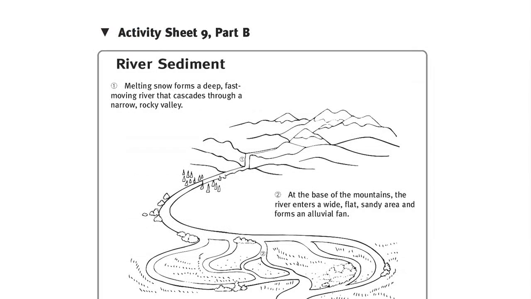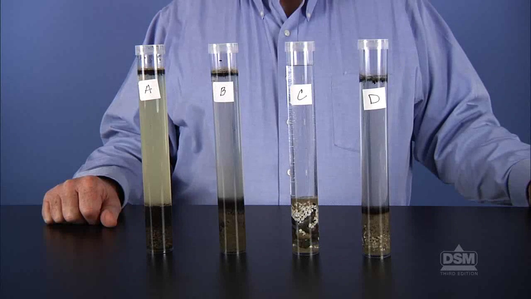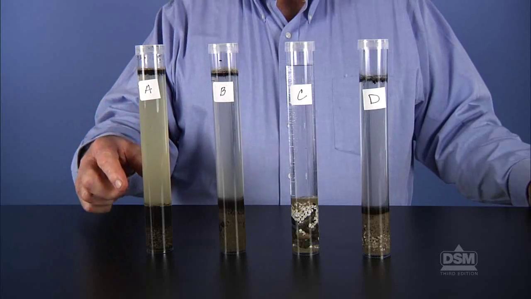Hand out a copy of Activity Sheet 9, Parts A and B to each student. Next, distribute the tubes of river sediment to the teams, 1 tube per team of 2. Tell the students that these tubes represent samples of riverbed sediment taken from different places along the river shown on Activity Sheet 9, Part B.